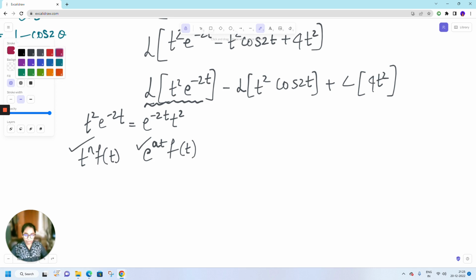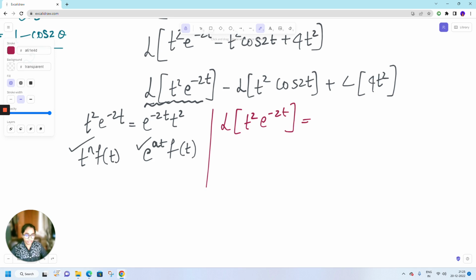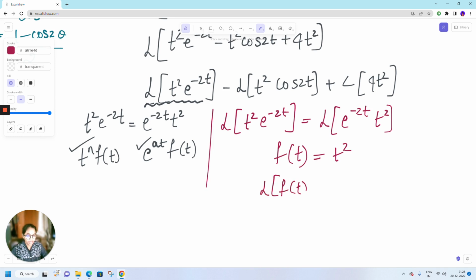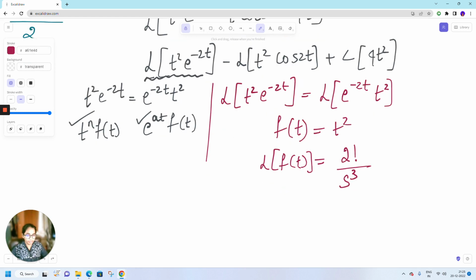So I'll apply shifting property for the first one, that is Laplace of t square e power minus 2t. If you apply shifting property, I'll just rewrite it as e power minus 2t into t square. It means the same. What is f of t? f of t is t square. What is Laplace of f of t? Laplace of f of t is 2 factorial divided by s to the power 2 plus 1, which is s cube.